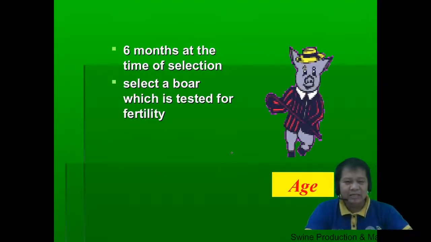Okay. The age of the boar at the time of selection should be 6 months, because during this age you can see the sex organs and the body conformation, the physical characteristics of the boar. Then select a boar which is tested for fertility. But at the age of 6 months, hindi pa siya pwede mag-breed. Yan lang ang edad na kung magpili na tayo.